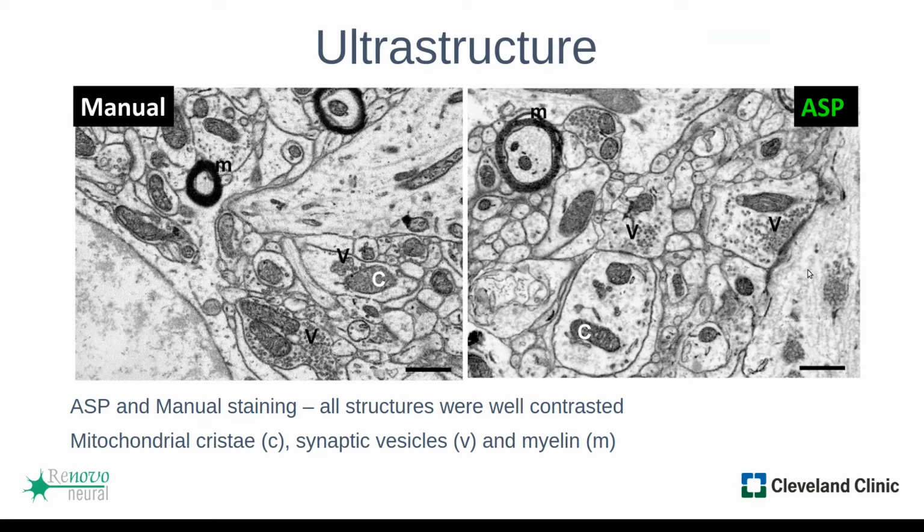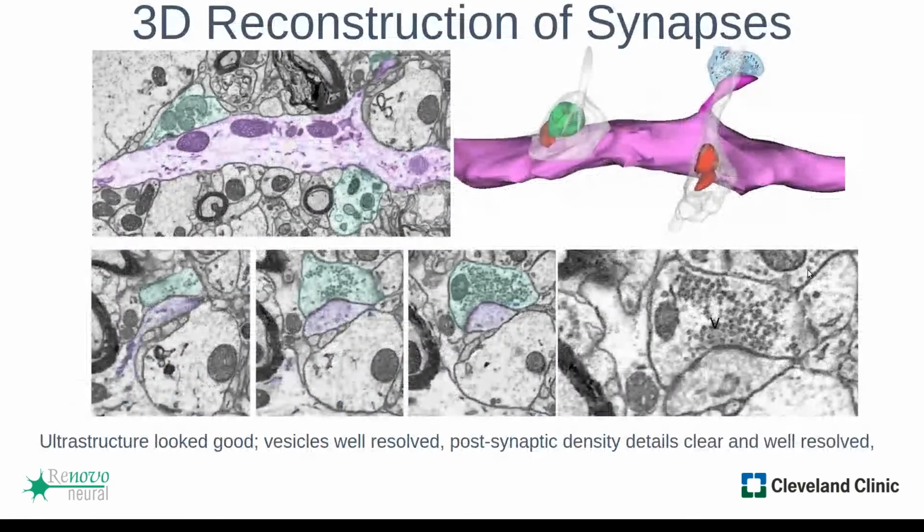The ultrastructure looked good. Membranes were well contrasted, and postsynaptic density details were clear and well resolved. So the top graphic here shows a dendrite with three synapses. Actually, there's not three spine strings. Sorry, there's just three synapses.